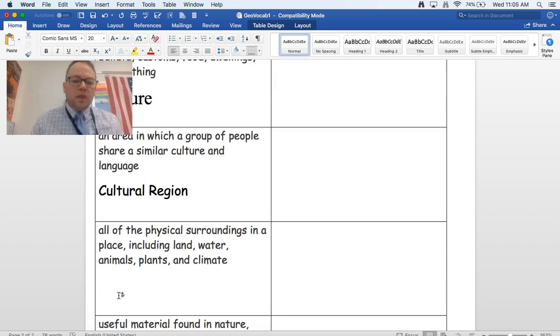Okay. Environment. This one should be relatively simple because you want to know what the environment is? Look out the window. There's the environment. It's all the physical surroundings of a place: land, water, animals, plants, climate. So let's use our Iroquois example again.